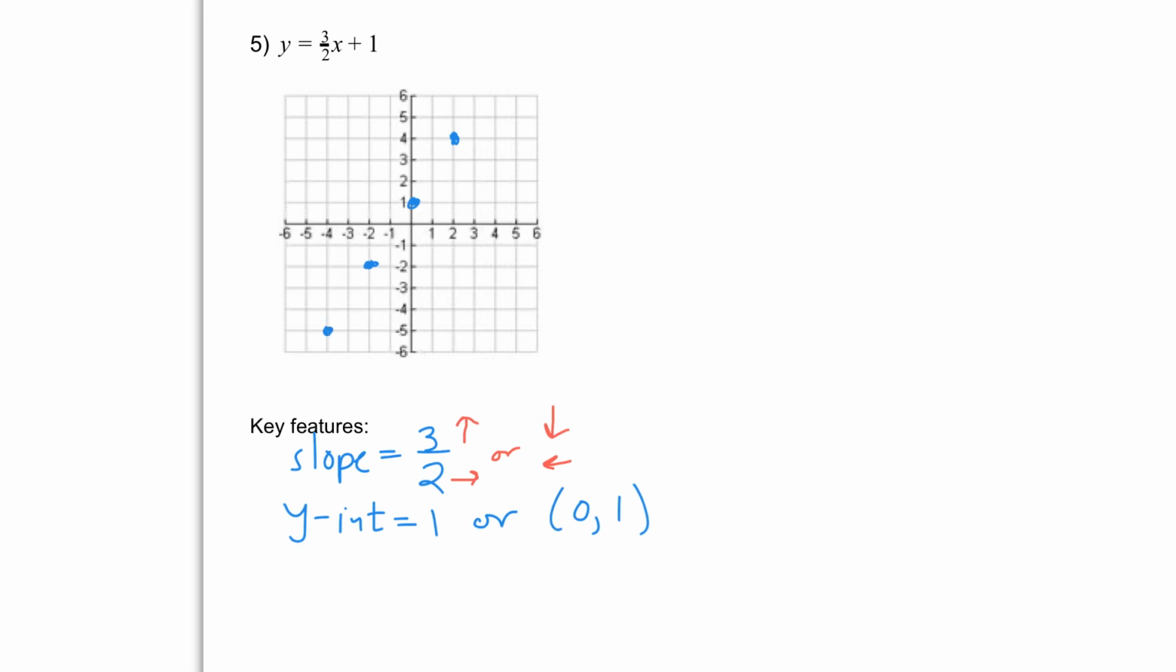And then I'm going to try to draw a nice straight line to connect those points. The arrows again on the end indicate that our line is going on forever.